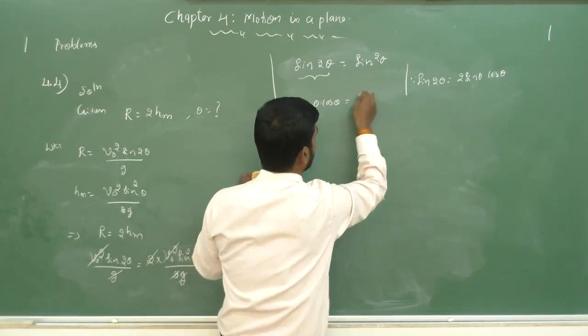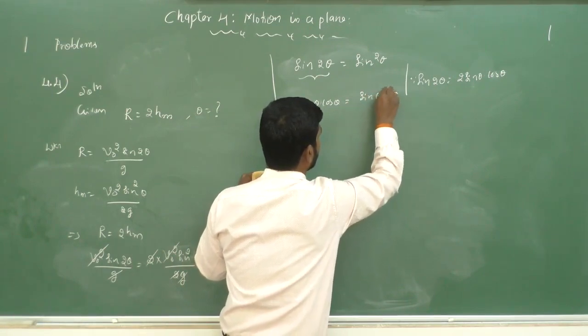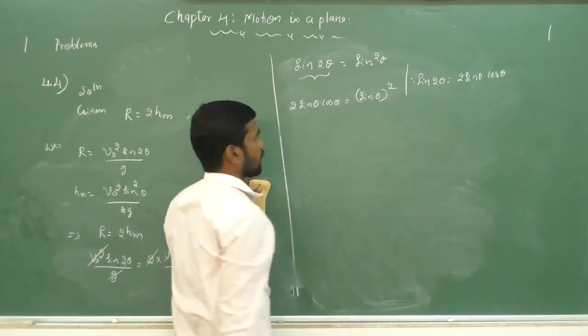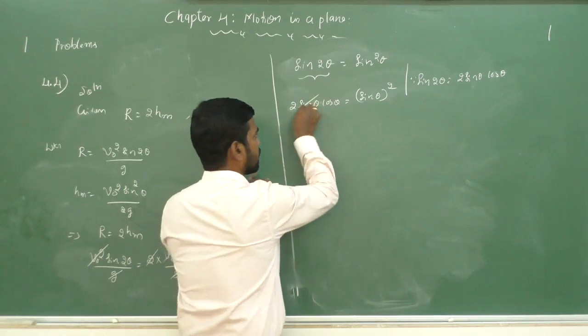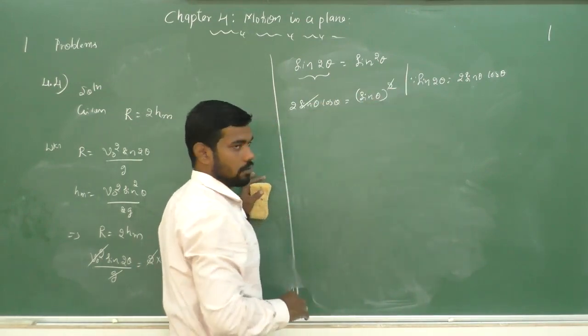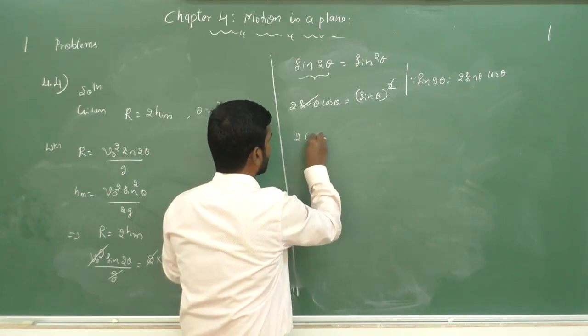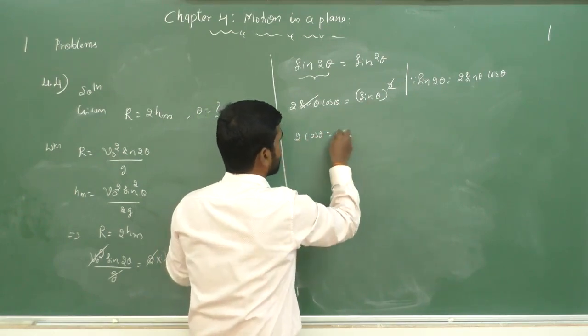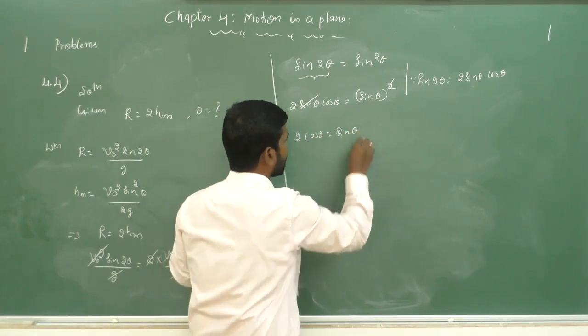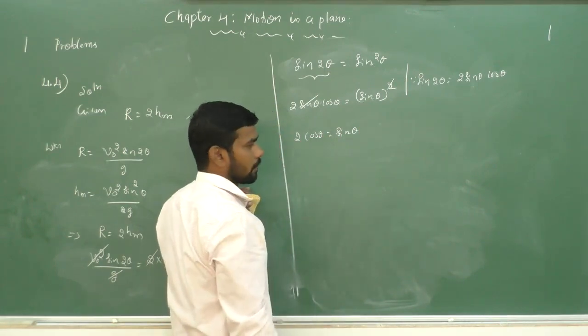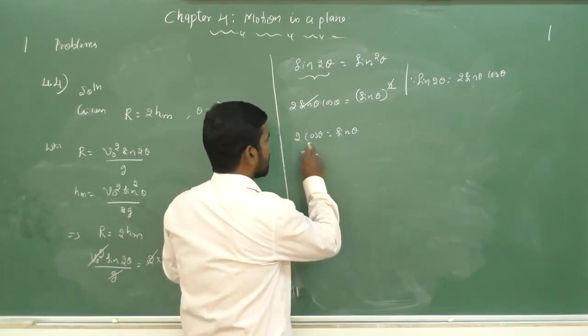Here sine square theta can be written as sine theta whole square. The sine theta, here sine square, that 1 will get cancelled. Here 2 into cos theta we will get. If it goes here, sine theta only we will get.